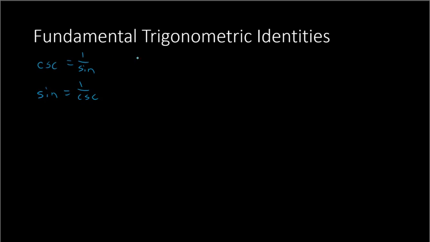Now with cosine, the inverse is secant. So secant equals 1 over cosine. So those are inverse functions. And then also cosine would be the inverse of secant, so we can write that as 1 over secant.